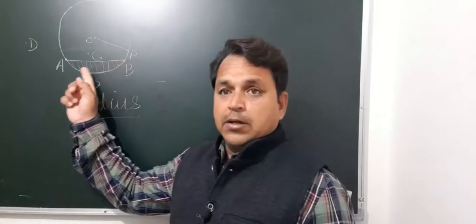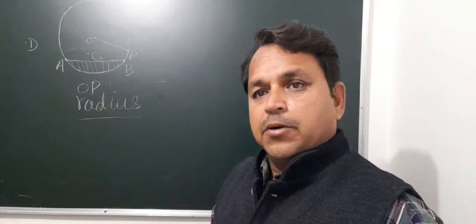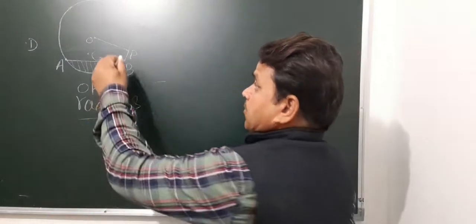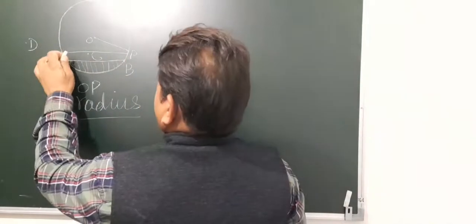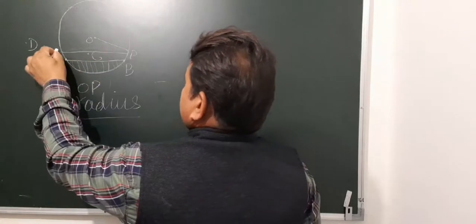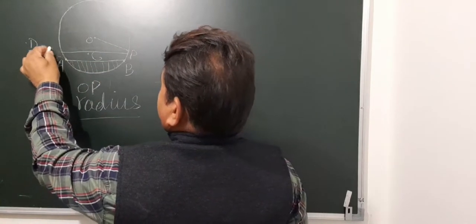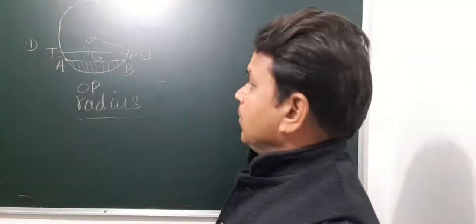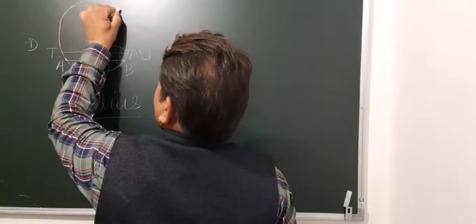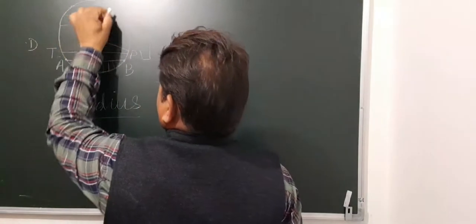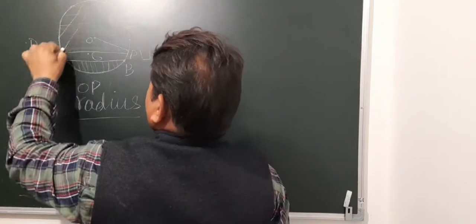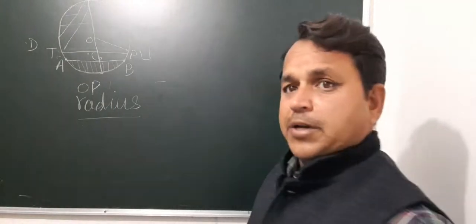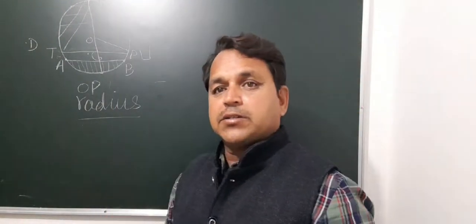So in a circle you can draw as many chords as you like, but out of them some are smaller and some are larger. This is a bigger chord, say TU. In the same way you can draw many chords this way, but one chord which passes through the center of the circle is the largest among them.